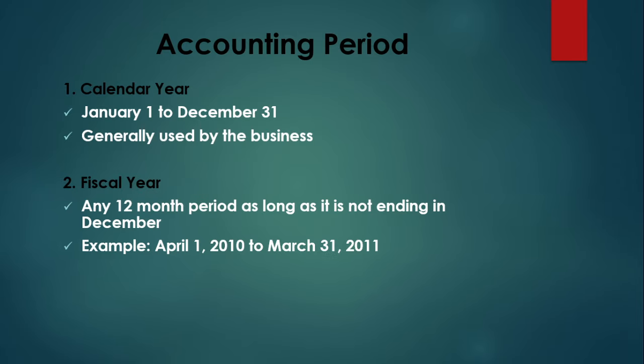Then, we also have fiscal year. Any 12-month period as long as it is not ending in December. So, 12 months din siya at as long as hindi lang siya mag-end ng December, kasi kung nag-end siya ng December, that is already called calendar year. This is an example. Nag-start yung book ng kumpanya noong April 1 of 2010. Then, they will close their book at March 31 of the following year, which is 2011.